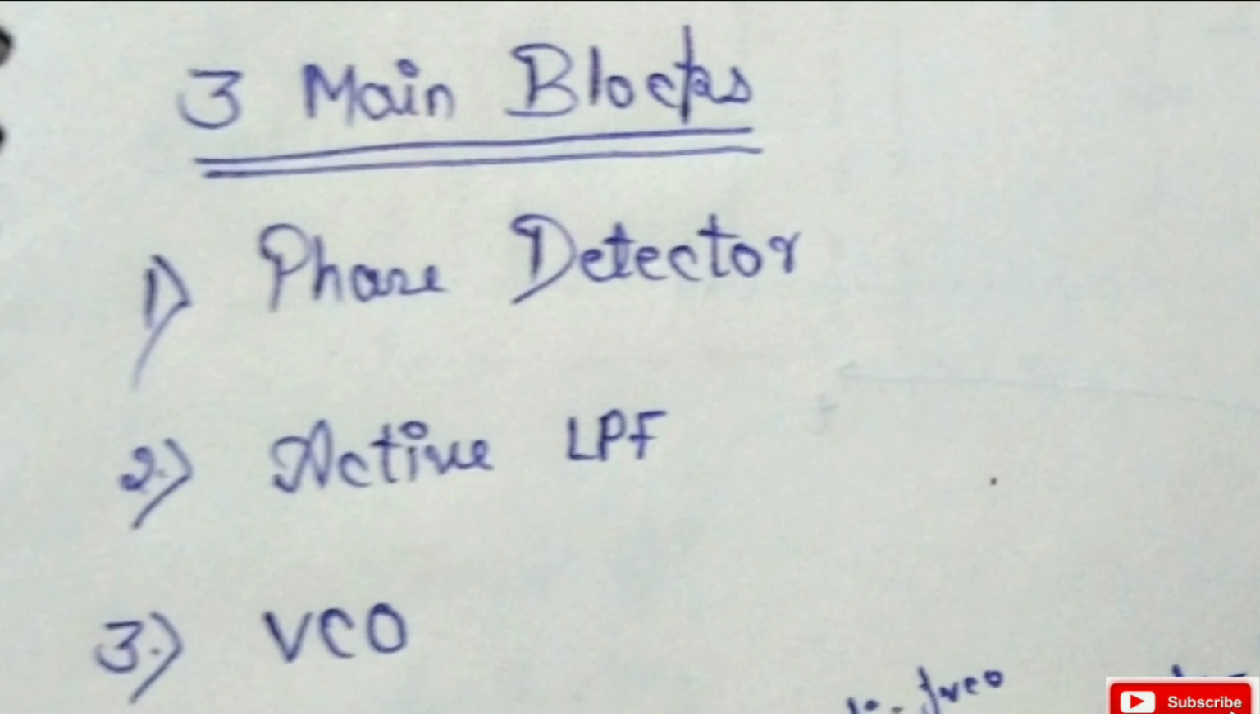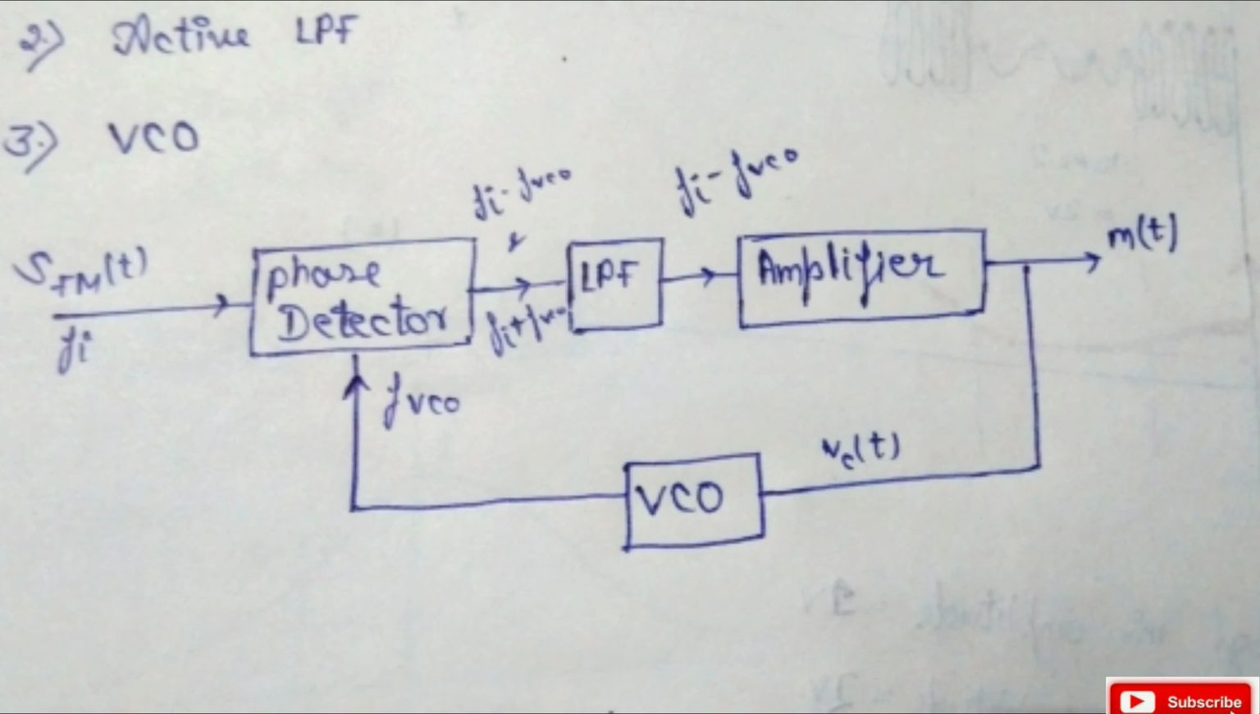There are three main blocks in the PLL: the phase detector, the active low pass filter, and the third one is the VCO. VCO is the voltage controlled oscillator. This is the diagram for the PLL, in which the input signal and the output of the voltage controlled oscillator go as the input to the phase detector, followed by the low pass filter, whose output is amplified by the amplifier, and the message signal goes again into the voltage controlled oscillator.